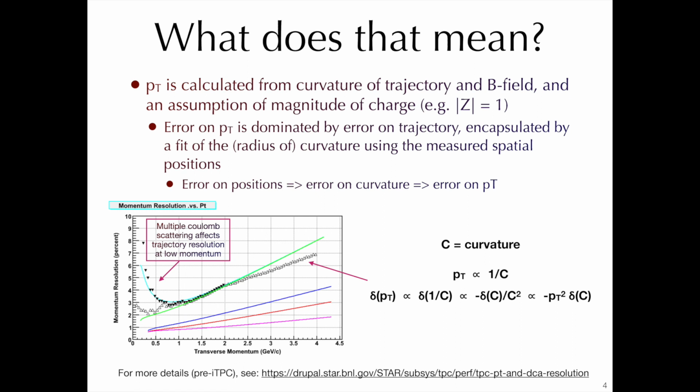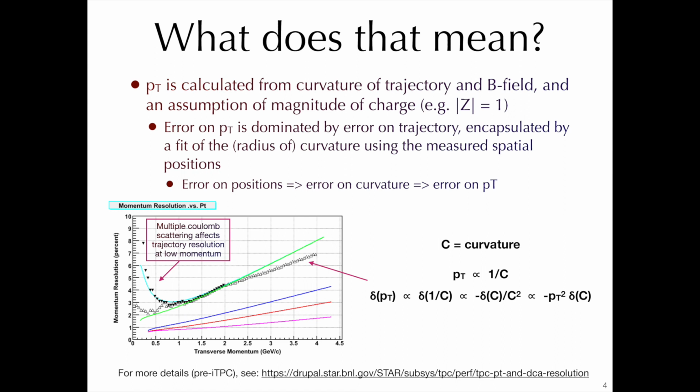In this case, momentum resolution would be delta PT over PT. So you take 1 PT out of the right side and you put it in the denominator on the left side. So delta PT over PT goes as PT. And so you see this linear rise at high PT.